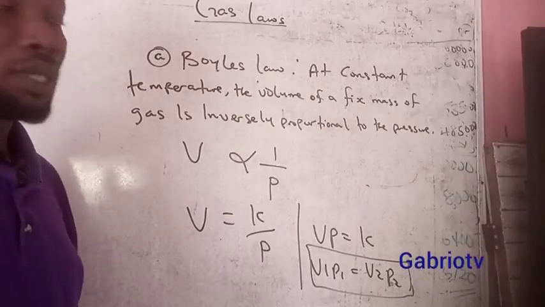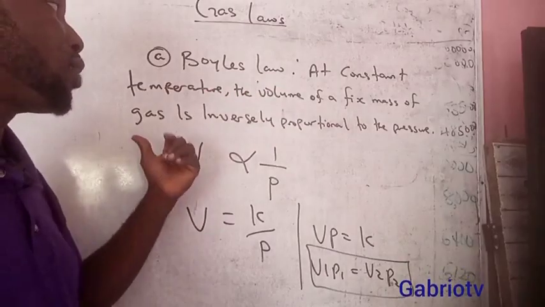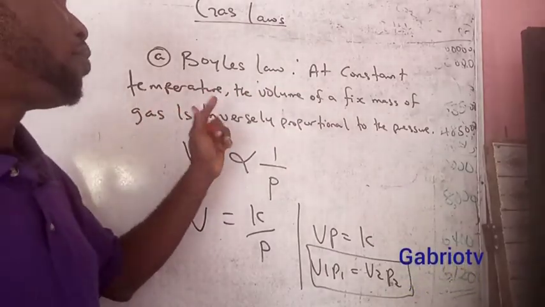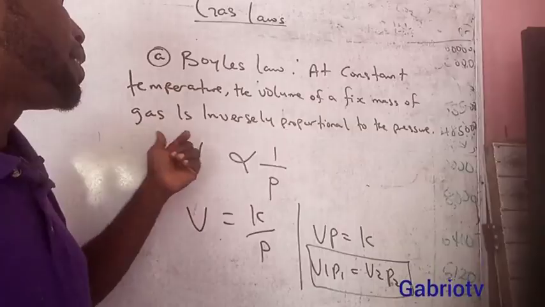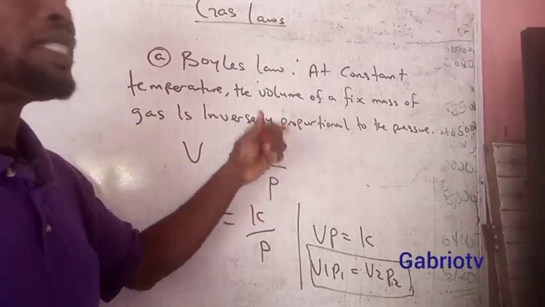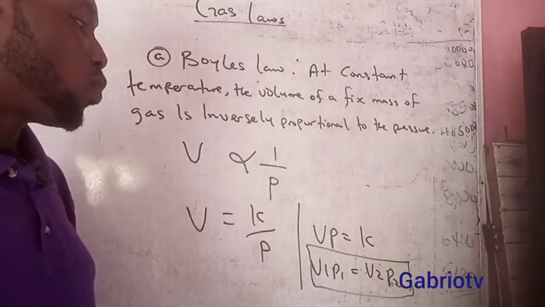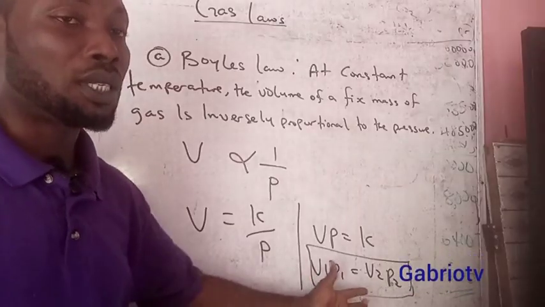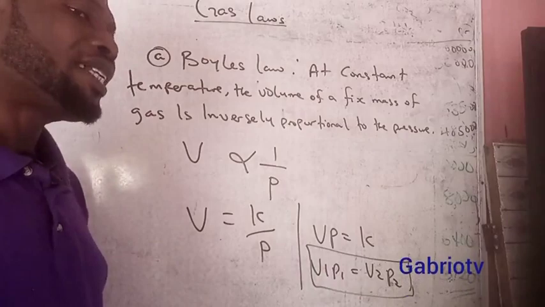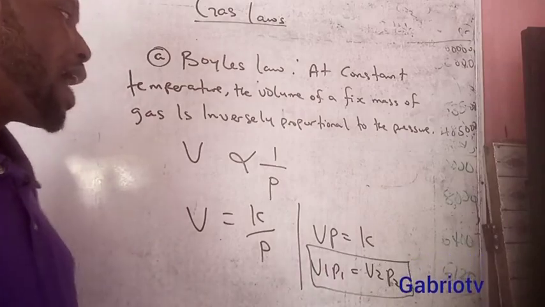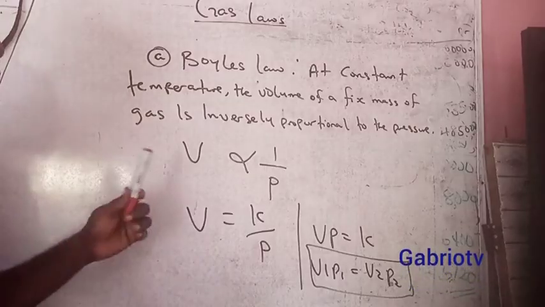That is what Boyle is telling us. You can also define it as: the volume of a fixed mass of gas is inversely proportional to the pressure when the temperature is kept constant. Even in the formula, we cannot see the temperature here. And there's something I want to chip in here, another explanation of Boyle's law.